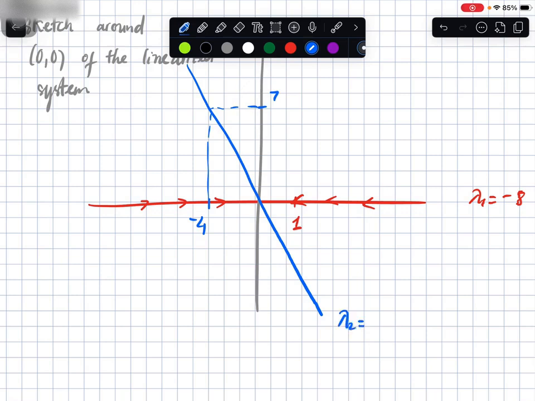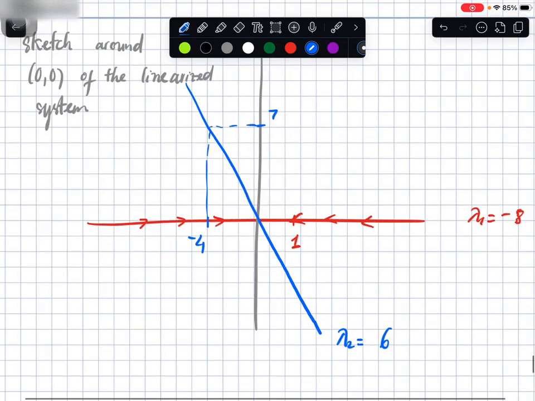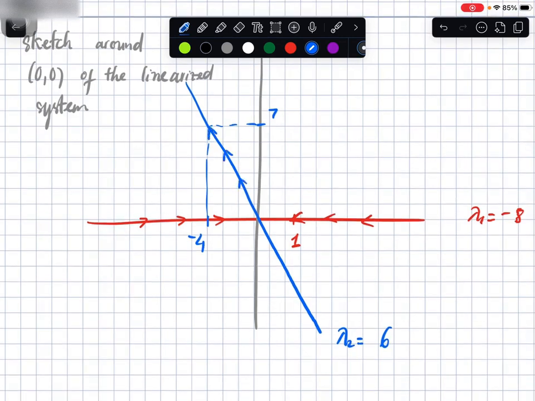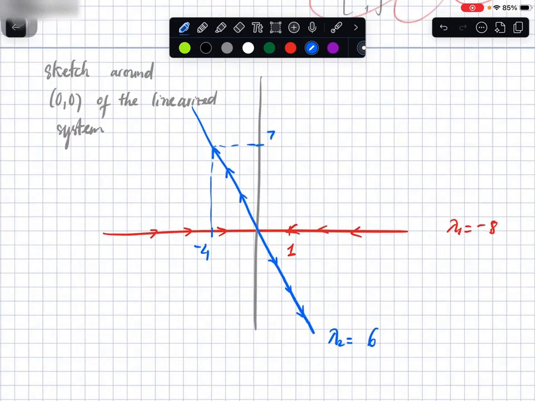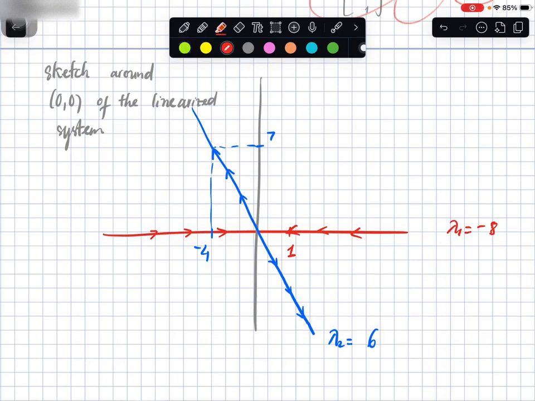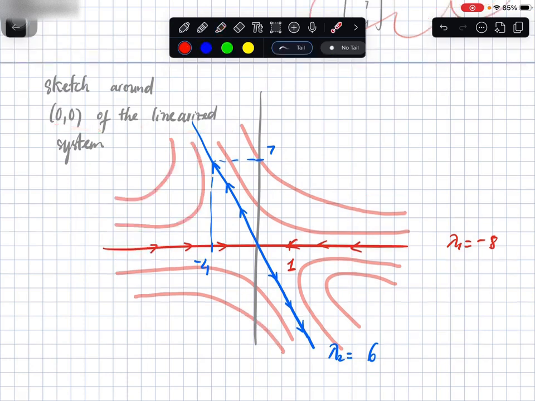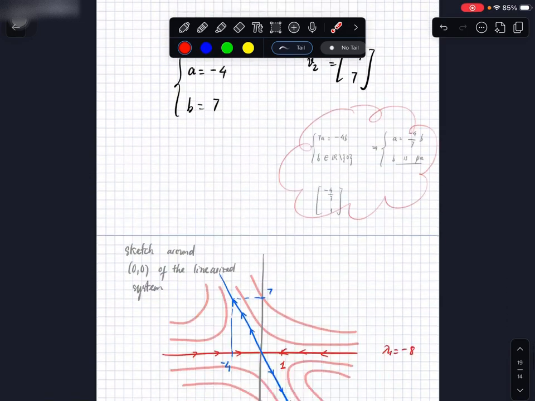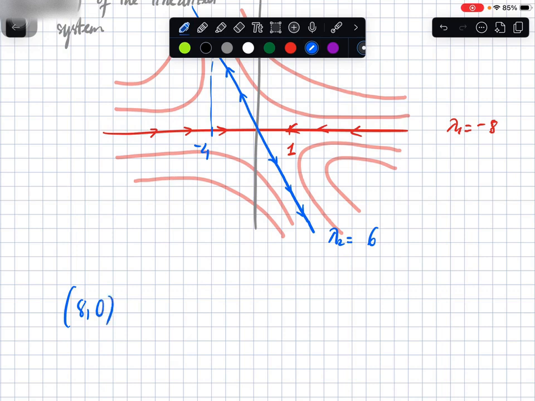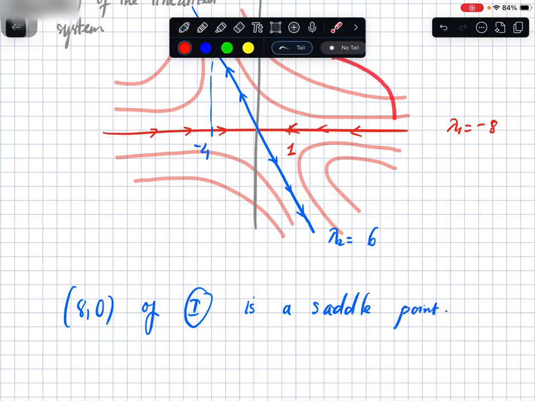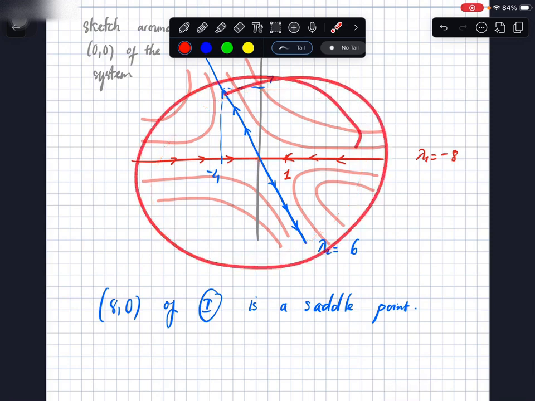Lambda 2 equal to 6, V2 (-4, 7), and because this is positive lambda 2, we go outward. So in the diagram, the other solutions could go like this. This (0, 0) of the linearized system is a saddle point, and that corresponds to (8, 0) being a saddle point of the original system. And if you pick the regions around it, you see this behavior.